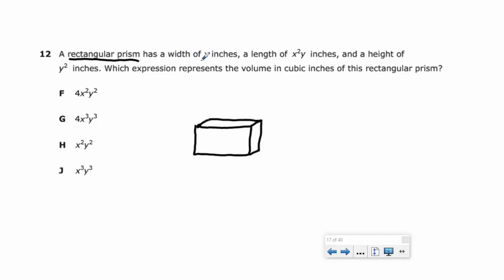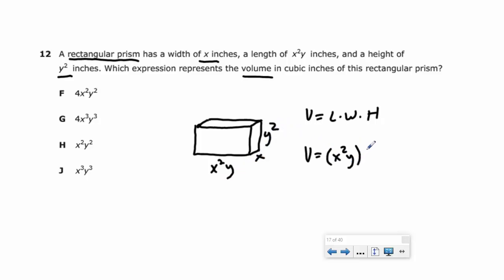They tell me that the width of this is x inches, so I'm going to label this little side here x. The length is x squared y. And the height, they tell me, is y squared, so this distance is y squared. They ask which expression represents the volume. If you remember, the volume of a three-dimensional rectangular prism is all these dimensions multiplied by each other: length times width times height. So what they really want you to find is this times this times this.